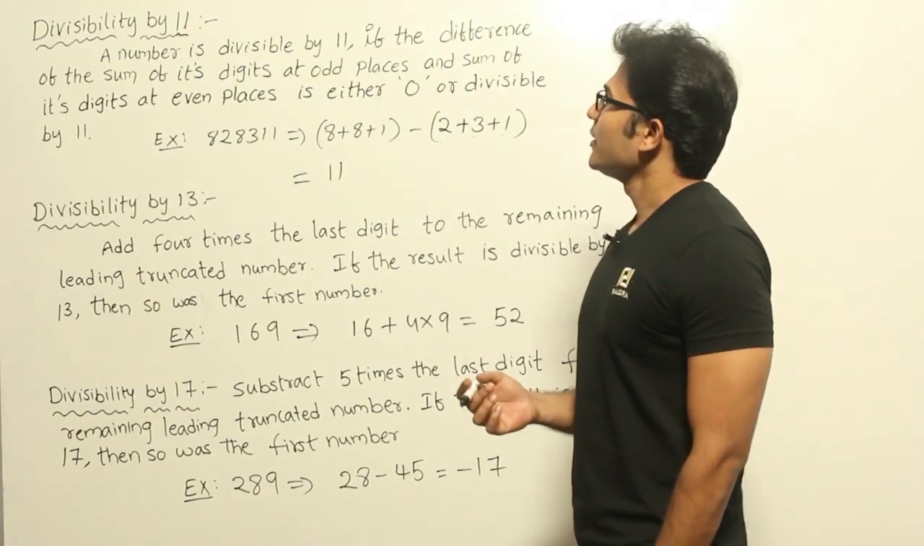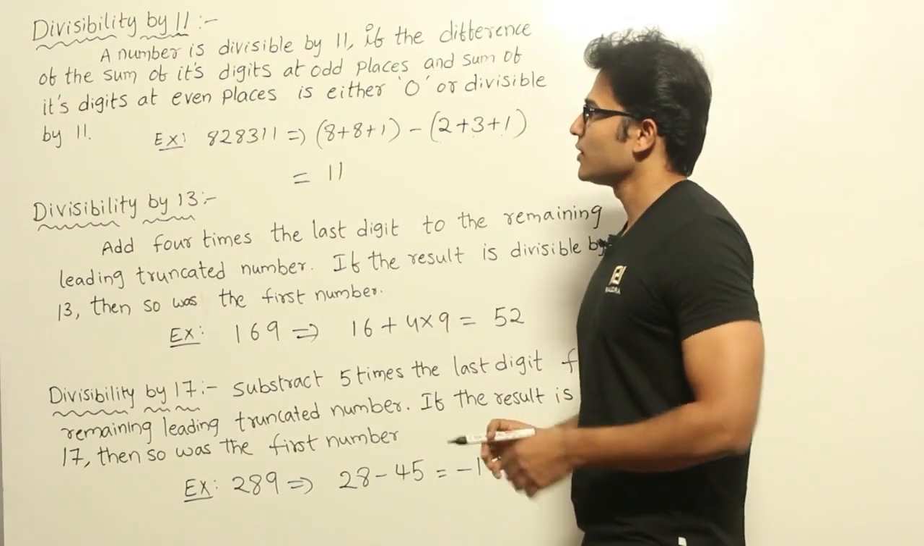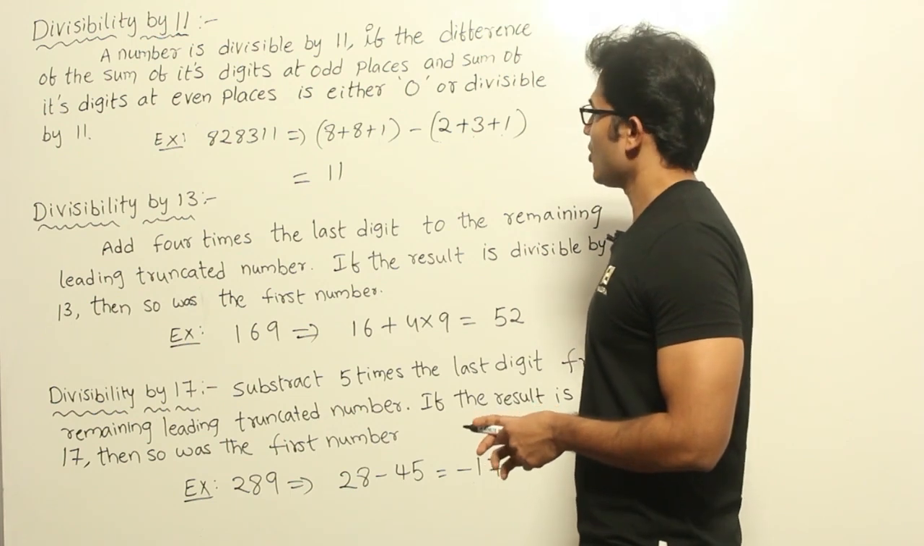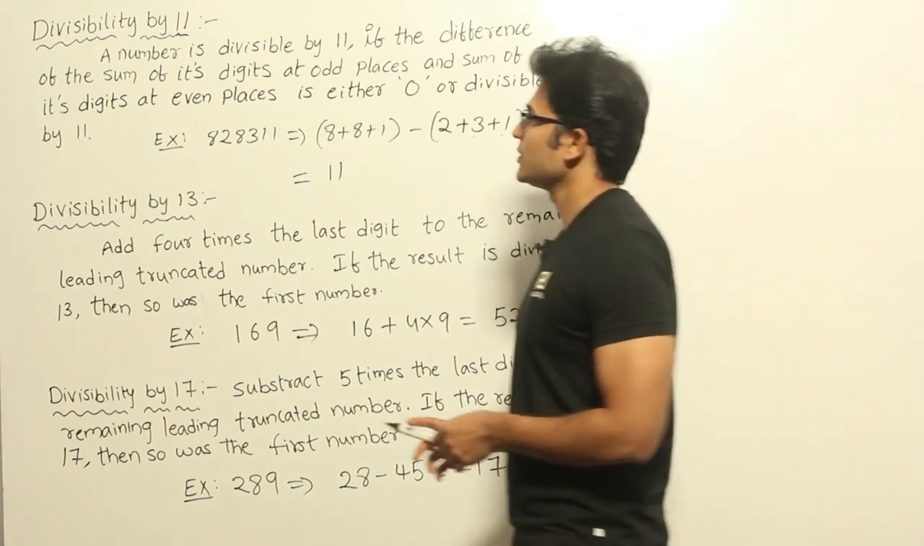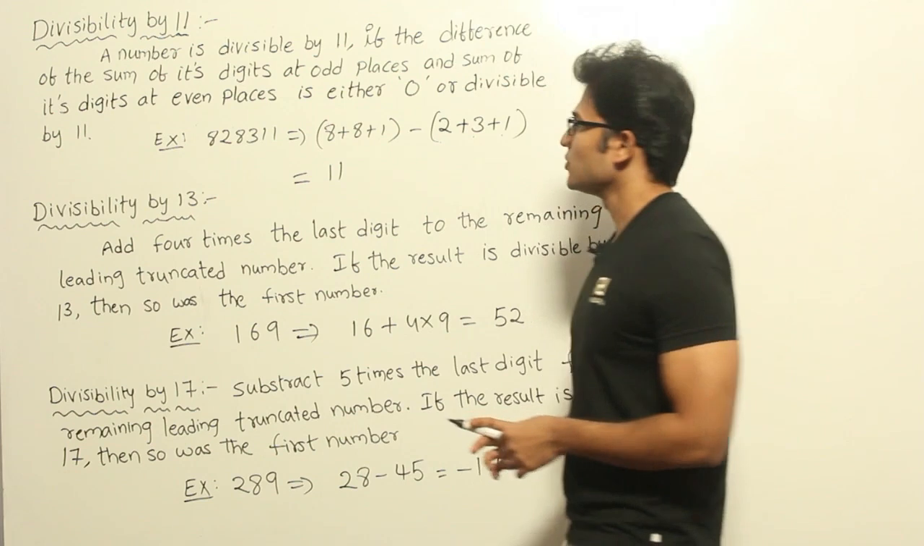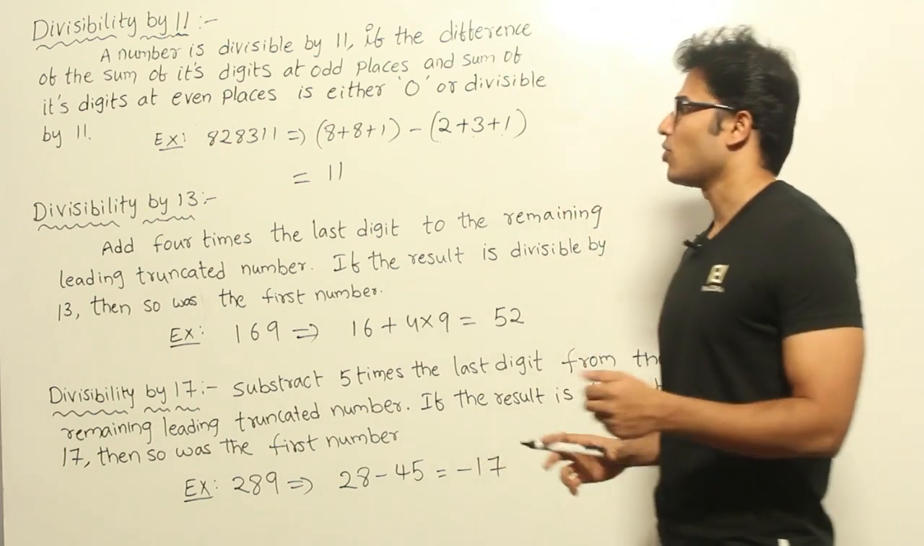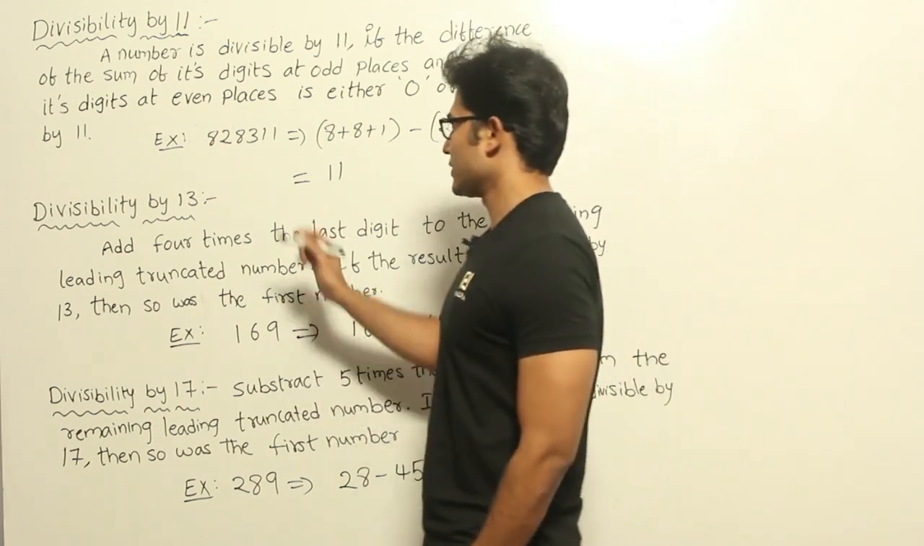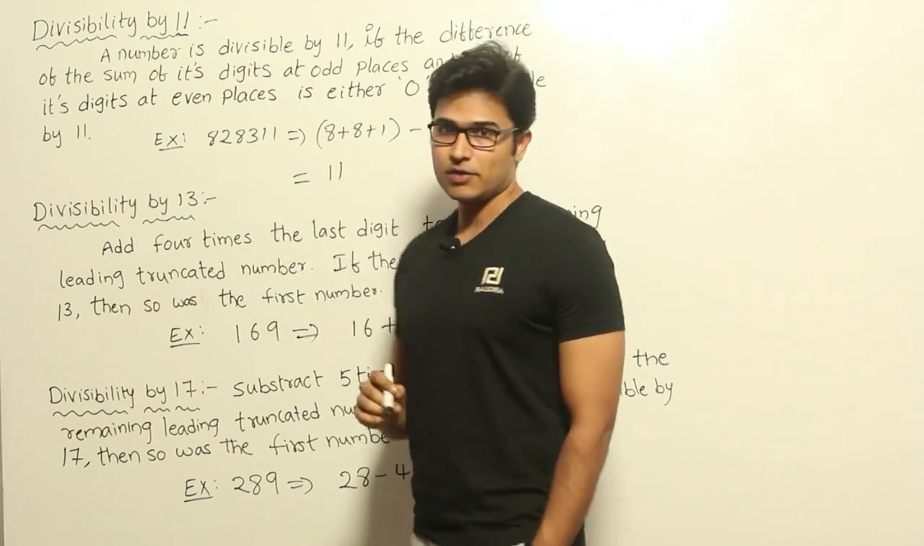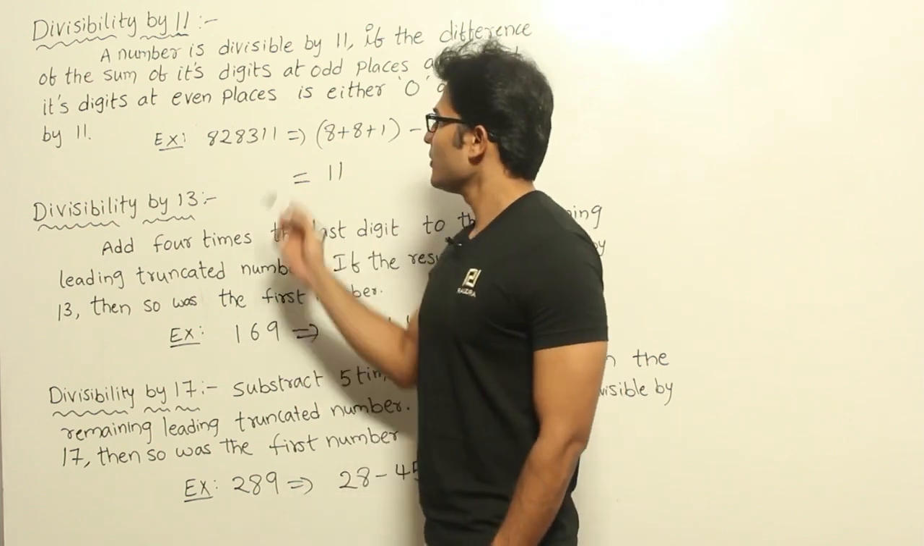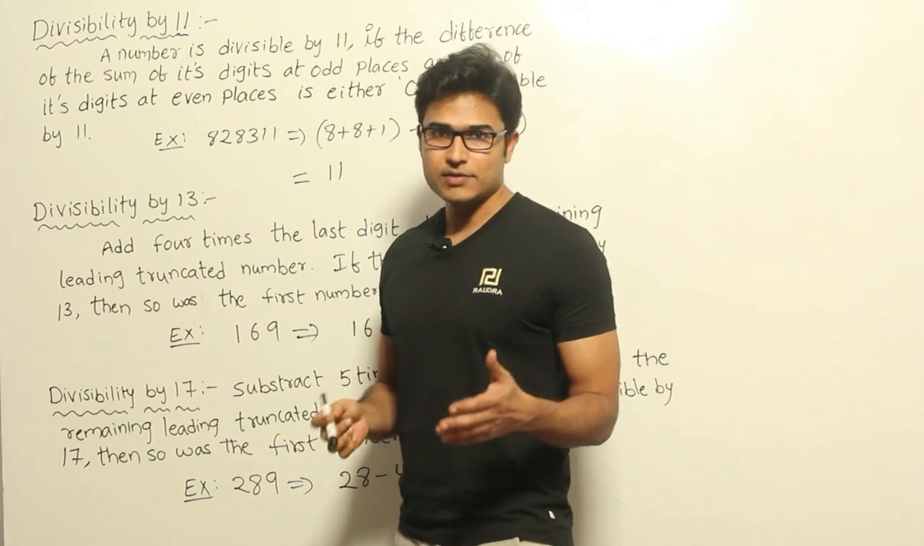Now let's see this. A number is divisible by 11 if the difference of the sum of its digits at odd places and the sum of its digits at even places is either 0 or divisible by 11. Now what it means is, let's take this example. The number is 828311. Now you number the digits either from the left hand side or right hand side.